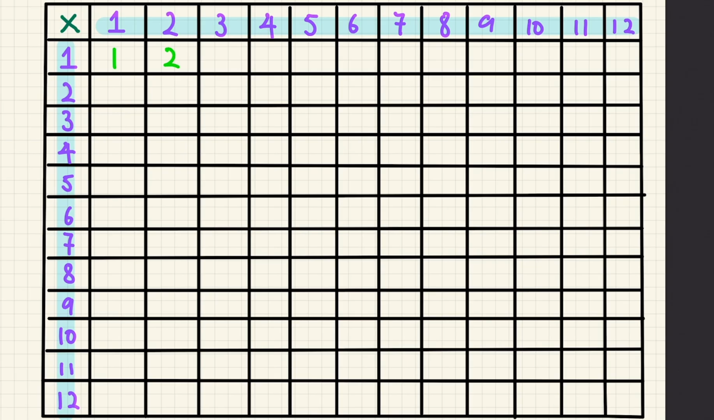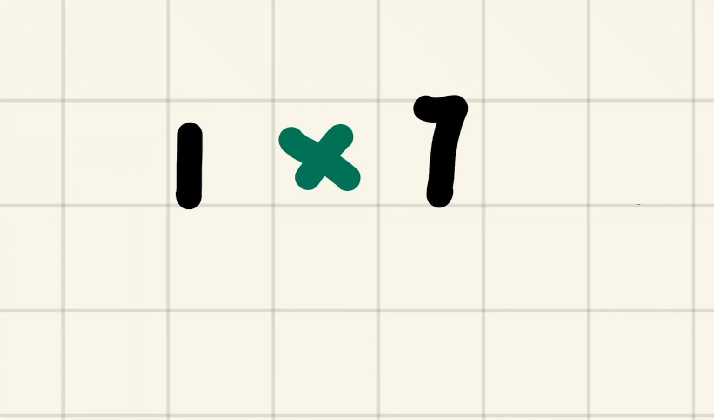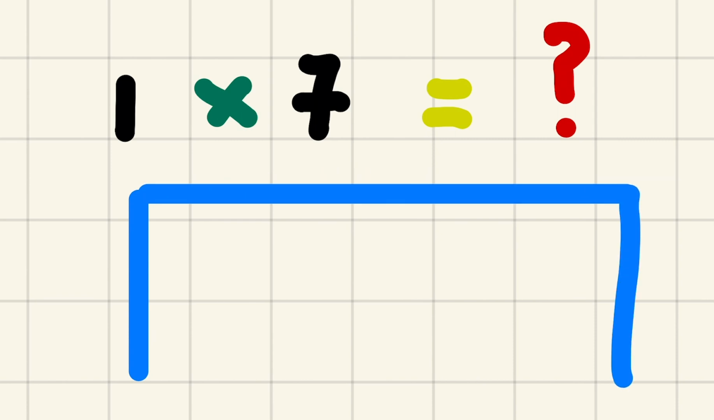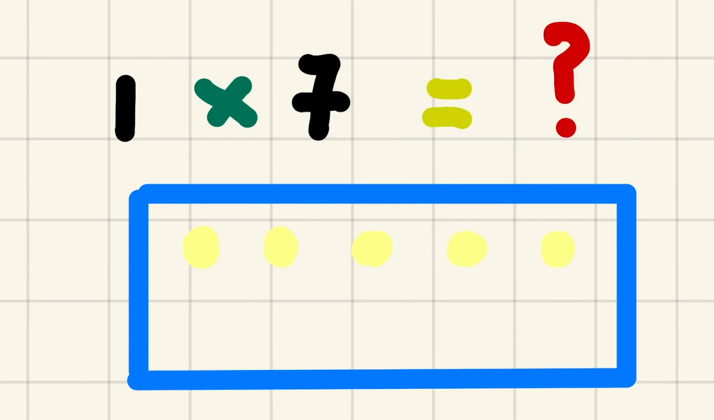1 is a special number. No matter which number we multiply by 1, it will always remain the same. Taking 7 as an example, 1 times 7 means that we have one group of 7, which gives us 7.